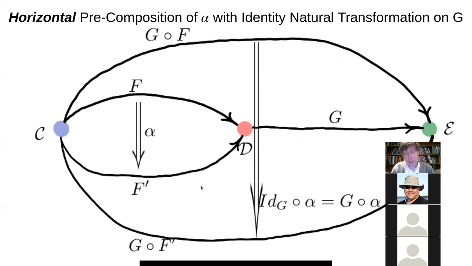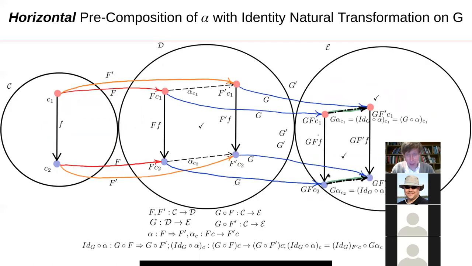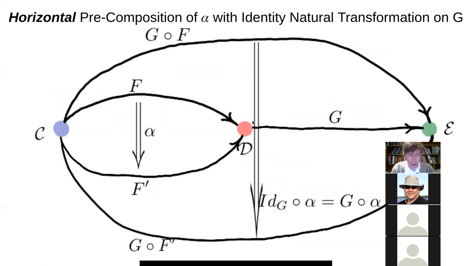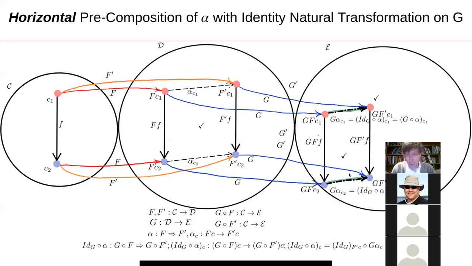Precomposing. If we have alpha first and then G, and we want to translate between these two, we can do so again with a simplified diagram. Basically all it is, we lift alpha. G just lifts alpha to go from G after F to G after F prime. Alpha's job in life is to map from F to F prime. So we lift it with G, and we get our solution to go from GFC to GF prime C, which makes sense. All it is, is lifted right there.